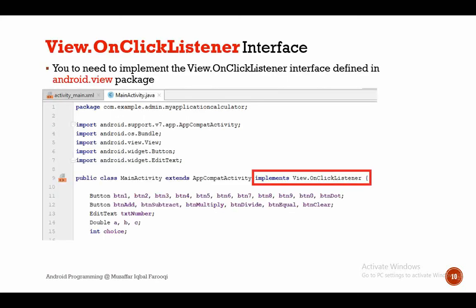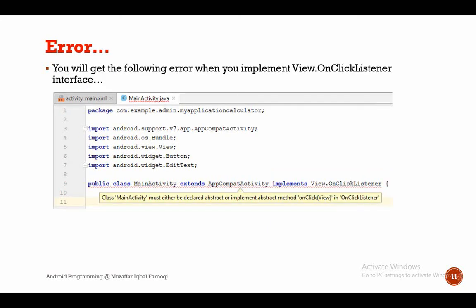OnClickListener is a built-in interface to find in Android.View package. The screenshot shows how View.OnClickListener is implemented. Your code should now look like this. After implementing OnClickListener interface, you will get an error shown in the screenshot. You might be wondering why this error is generated. Do not worry. We will remove this error in next slides.